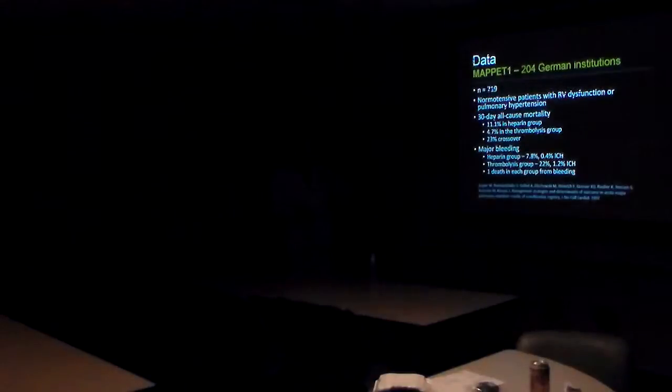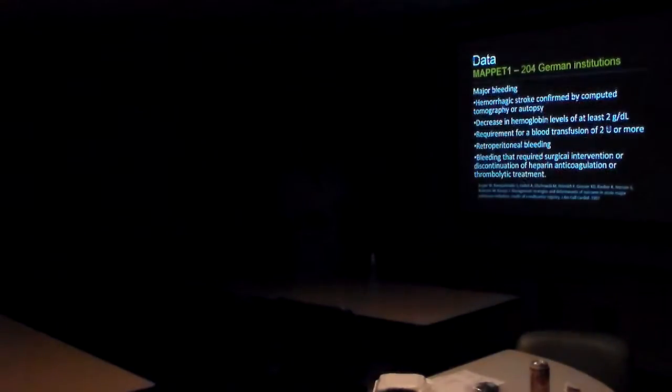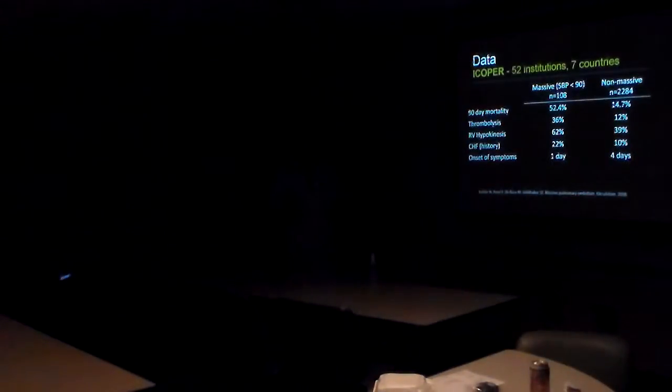So anyway, just to summarize, this study sure showed a lot of decrease in mortality, but statistically it wasn't significant, and there was a lot of crossover. This is one of the studies that the guidelines that recommend thrombolysis base their recommendation on. ICOPER had 54 institutions in 7 countries, so a wide variety of places taking care of patients. The 90-day mortality in massive PE was about 50%. It was only 15% in, quote, non-massive PE.